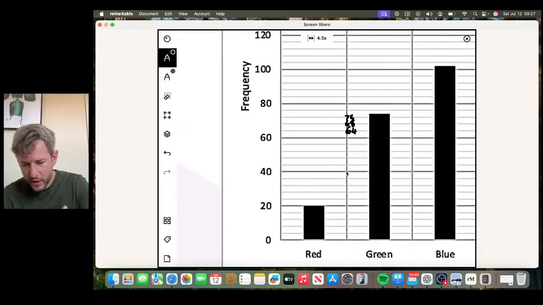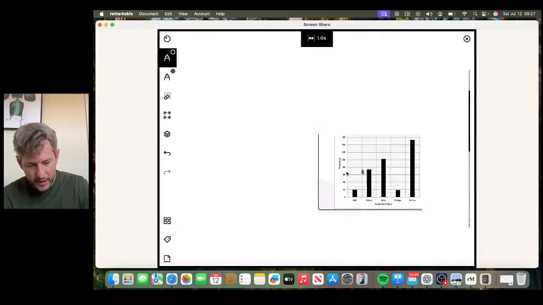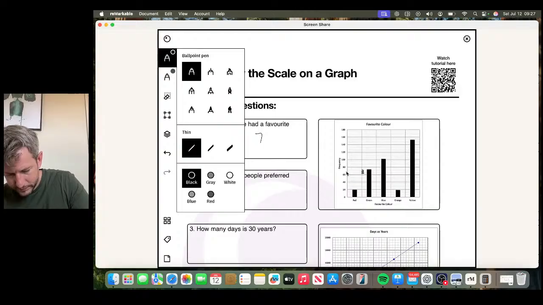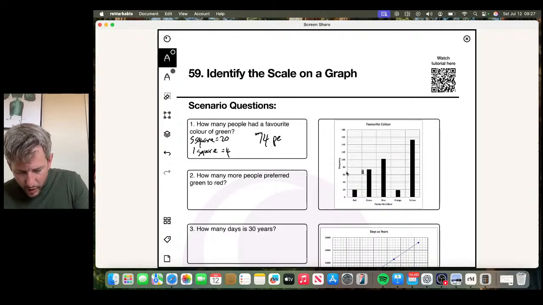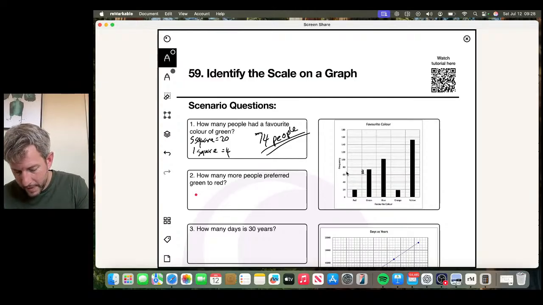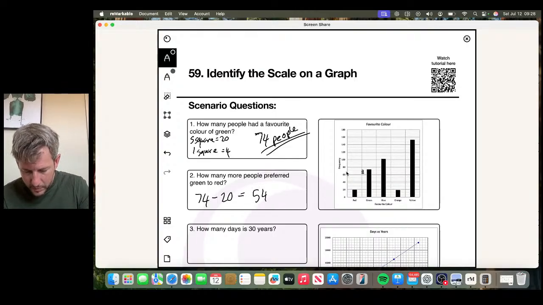Okay. So let's go back there. So I'm going to say 74. But in the mark scheme, I'll say that 73 to 75 is acceptable. How many people preferred green to red? Okay, so red is nice and easy. Red is 20, so 74 take away 20 is equal to 54.